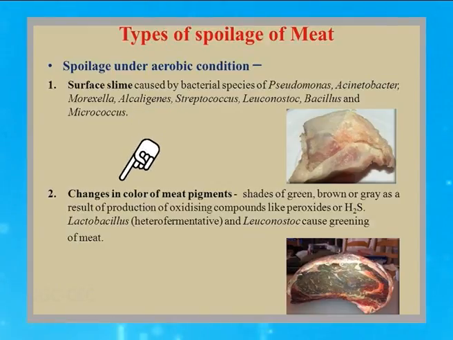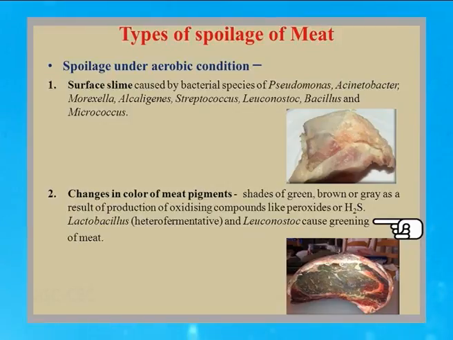The change in the color of the meat pigment also takes place. We all know the color of the fresh meat. But if we come across a meat where there is a change in the color, that is a very good indication that the meat has been spoiled. You can have the shades of green, brown, grey, which is a result of the production of oxidizing compounds like peroxides and hydrogen sulfide gas. And because of all these, you have the change in the color of the meat, which is caused by the different species of heterofermentative Lactobacillus and Leuconostoc.